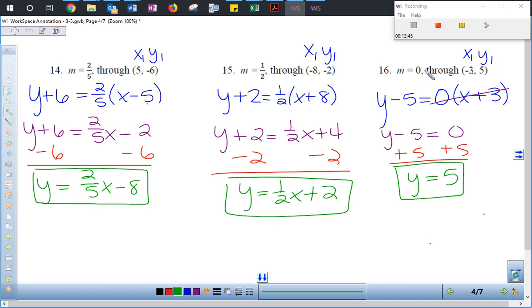And when it is a horizontal line, you can automatically say that it's going to be y equals whatever y value the ordered pair has. So if you catch that, you can come straight down here and say that my answer is y equals 5. But it still works if you go through the process.